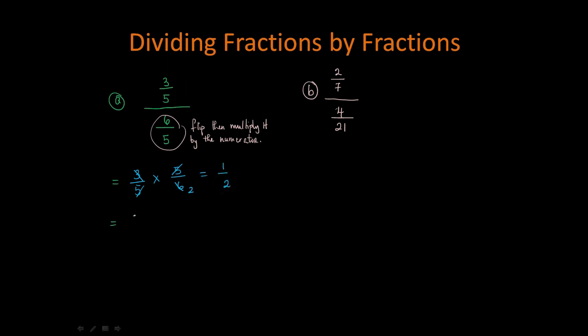Let's try this one. Again, we have to flip this. Flip it, then multiply, and we have 2 over 7 times 21 over 4. Look for ways to make a fraction smaller. 7 into 21 goes 3 times, 2 into 4 goes twice, and you end up with an improper fraction, which is 3 over 2. And again, we'll look at how many times 2 can go into 3.